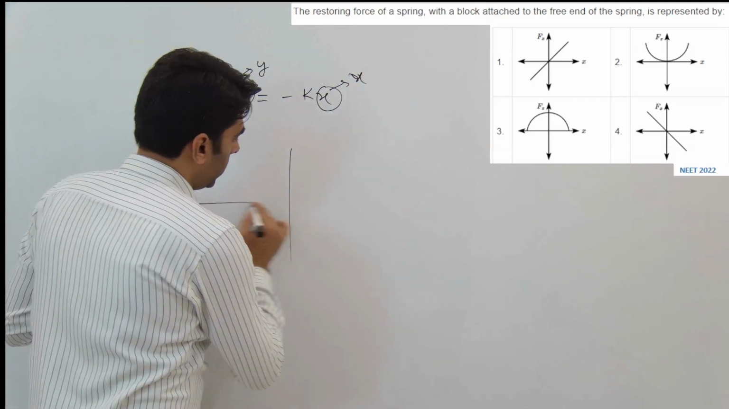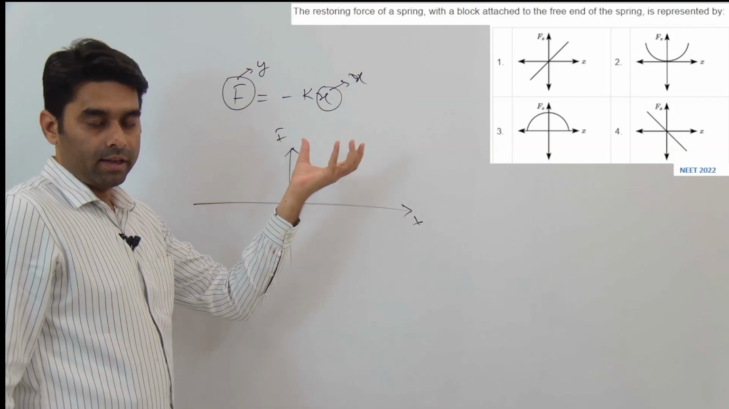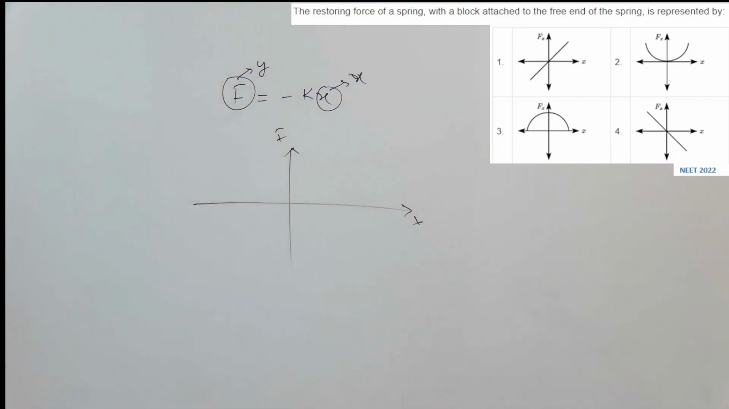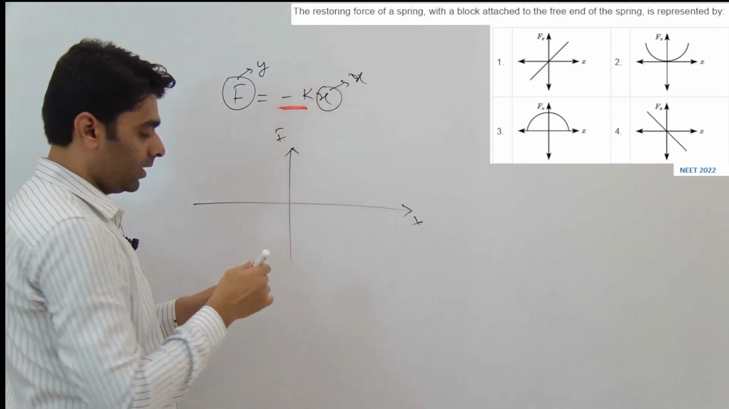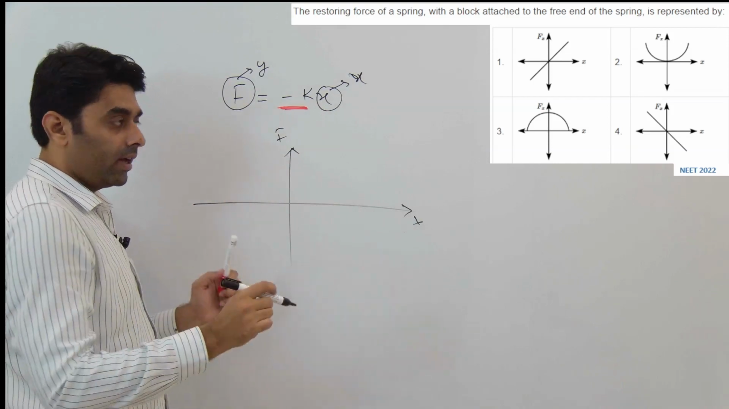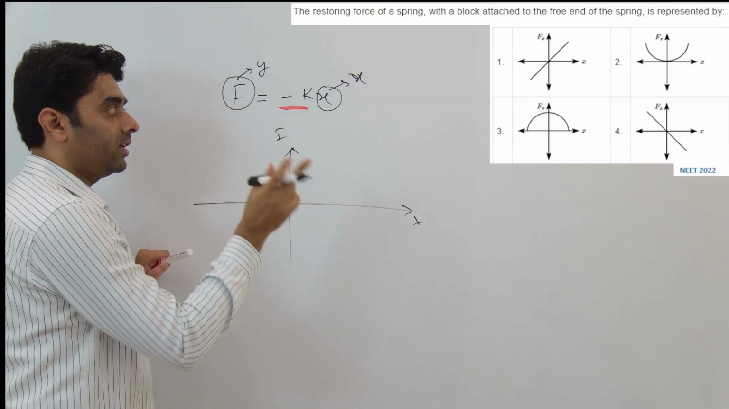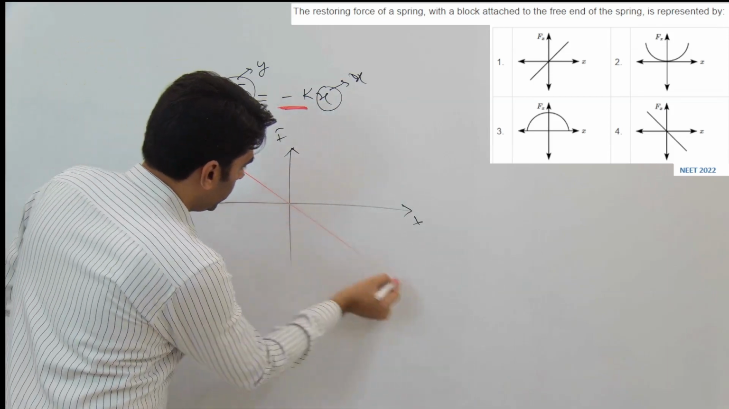If we plot a graph, obviously it's a linear relation, and it's a straight line. And next, if you notice the slope over here, the slope is negative. At x equals 0, force will also be 0. So it will pass through the origin, it will be a straight line, and the slope is negative. That implies your graph will come something like this.